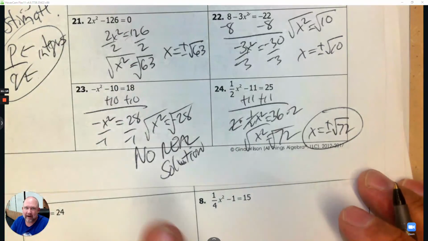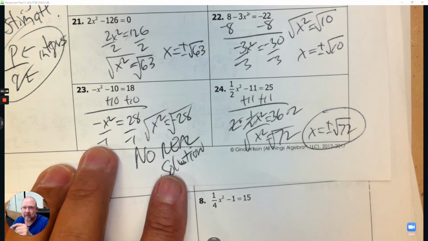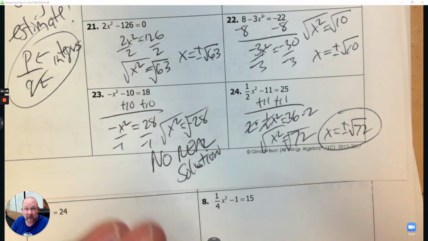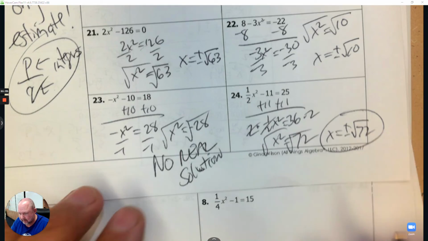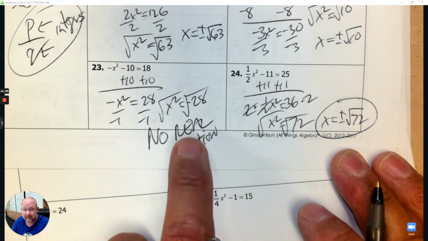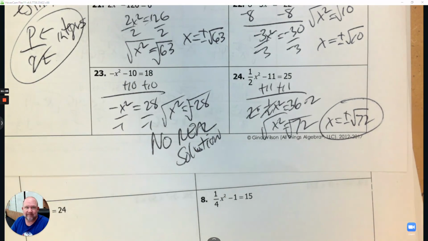So these are irrational answers because there's no number times itself that equals it. So we can only estimate it, but it's still a real number that we need to figure out. Now, if it's a square root of a negative number, it's still no real solution. All right, there's your lesson.